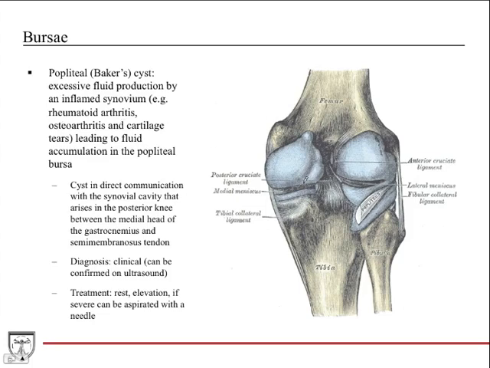So tears to the cartilage of the knee joint itself. And that makes sense because these would cause a lot of inflammation. So they're going to lead to excessive fluid production in the synovium. And this is a posterior view here. The popliteal fossa, or popliteal region, is on the posterior aspect of the knee, right in here. And this leads to fluid accumulation in the popliteal bursa, which is right here in the popliteal space.